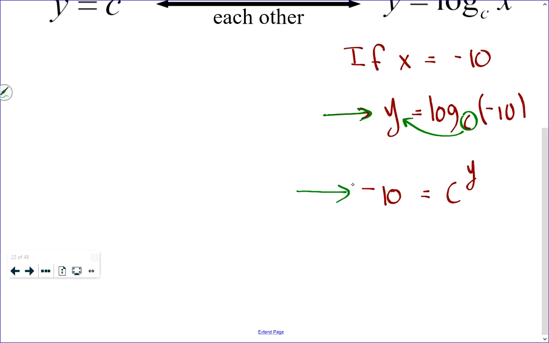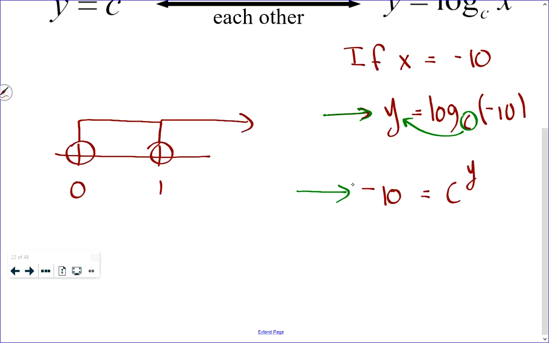Remember that c, for exponential or logarithmic, can be anything between 0 and 1 or greater than 1, but it cannot be equal to 0 and it cannot be 1. But in the end, it's a positive number. So this idea is saying that you have negative 10, which is going to be equal to a positive number raised to some value of y. Well, that would never happen. You cannot raise a positive base to something and get a negative.